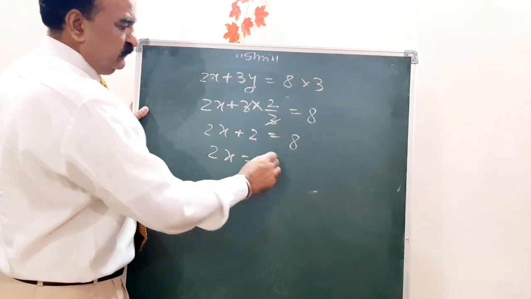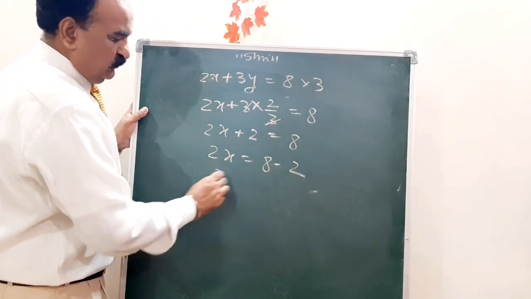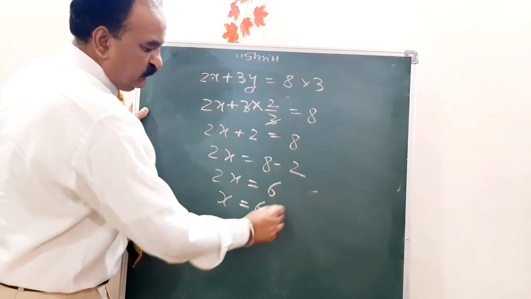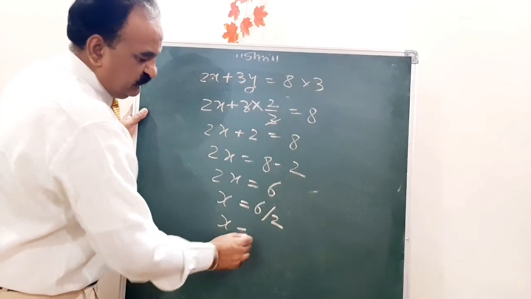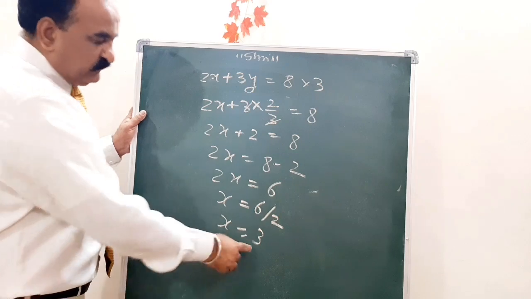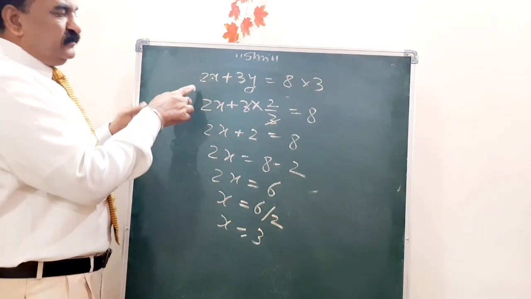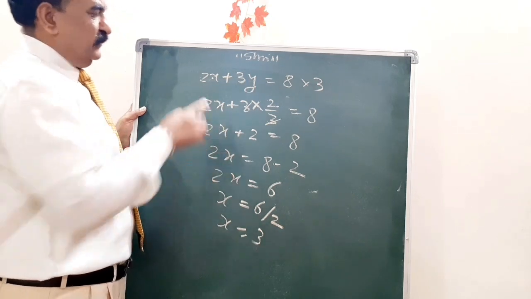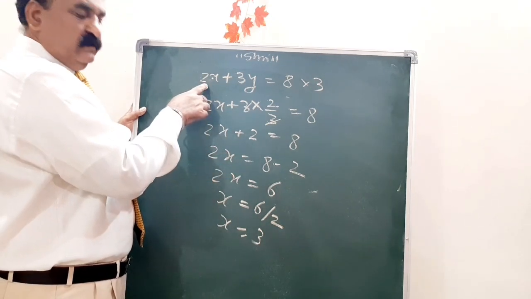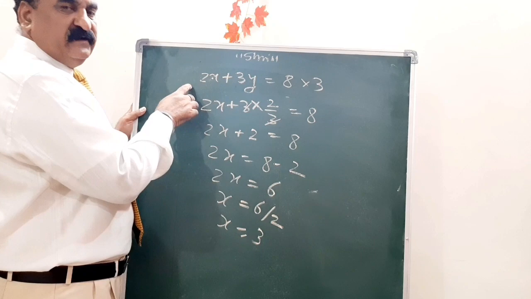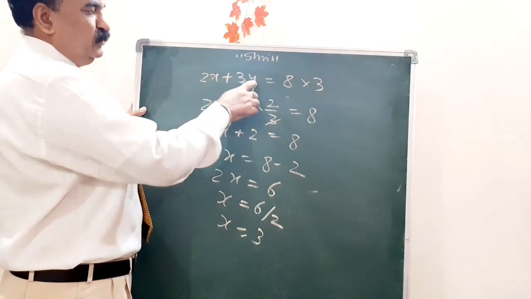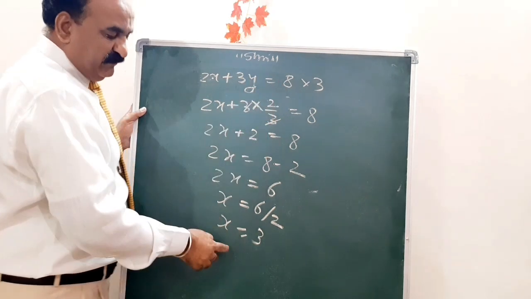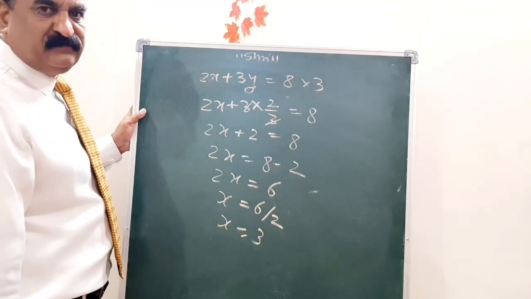So 2x is equal to 8 minus 2. So 2x is equal to 6. So x is equal to 6 by 2. So x is equal to 3. If you put x is equal to 3 and y is equal to 2 by 3 here, 3 twos are 6 plus 3 into 2 by 3, the 3s cancel. 6 plus 2 means 8. So our answer is right.